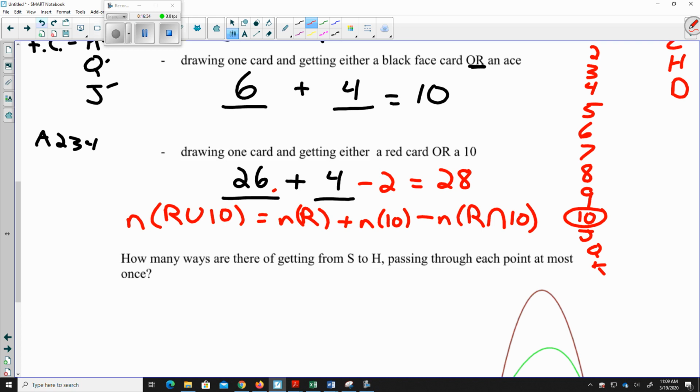Okay? Like you could even draw it as a Venn diagram. Here's your reds, here's your 10s, and there's a little bit of overlap there, those 2 cards, right? So you have to subtract them because they've been double counted. That's a little tricky for some people, and see, all of a sudden counting's not so easy. Okay?